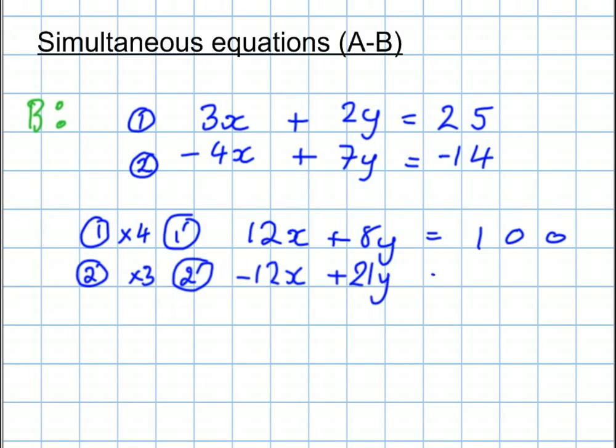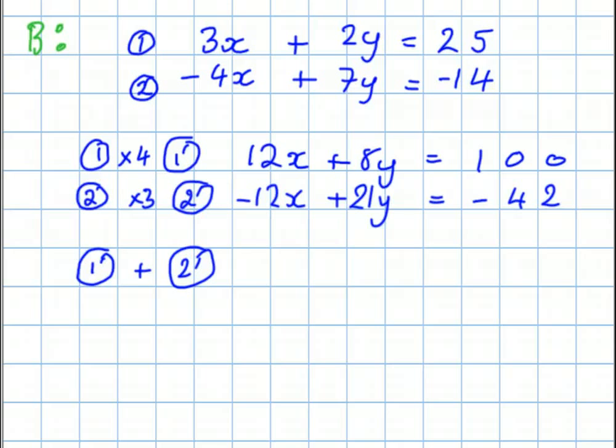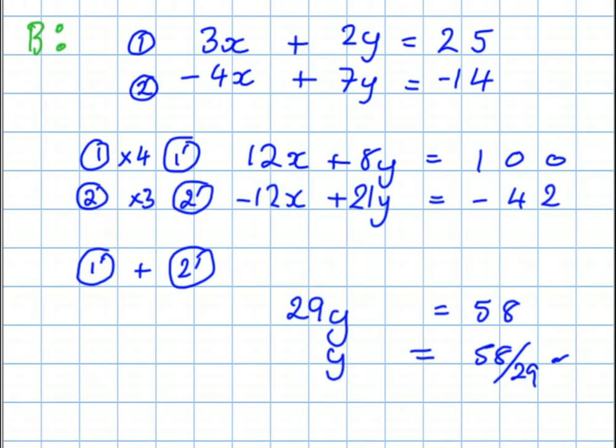21y equals minus 42. Now, generally, you take equations away from each other, but if the signs are different, then we can just add them, which is the easier option. 12x add minus 12x, they disappear. 21y added to 8y is 29y. 100 add minus 42 is 58, and then I can work out that y is 58 over 29, or 2.